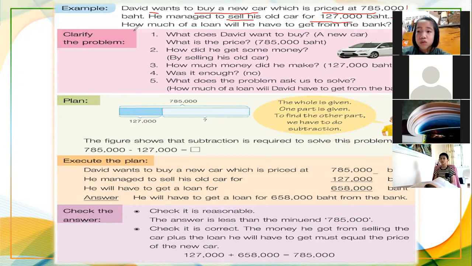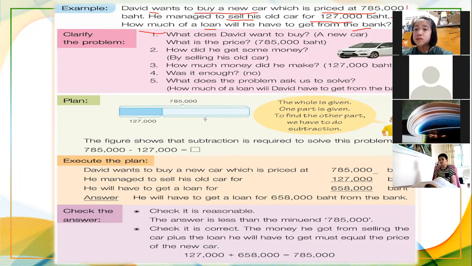Now, what the problem wants us to know is how much loan he will have to get from the bank. Okay, so number 1 in the problem, David wants to buy a car. The price is 785,000 baht. Number 2, he already sold his old car and he got cash 127,000 baht. Now what do we have to find? He needs more money to loan from the bank.